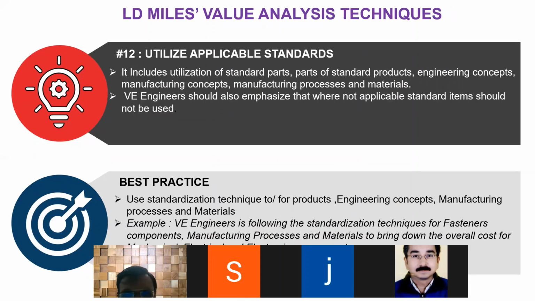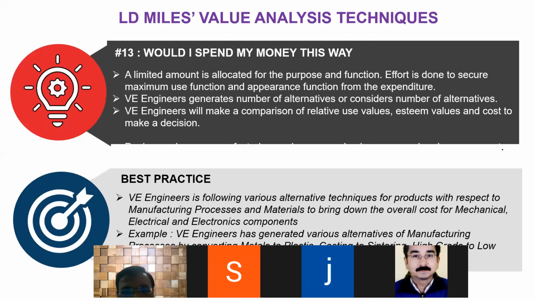So try to apply the standards which are there, so that if you go for a standard one for your process, you can reduce the cost. This is very much important. Would I spend my money this way? Would I spend my money this way? Which means for anything, whatever you are going to get, whether you are going to spend money this way. It can be for anything.